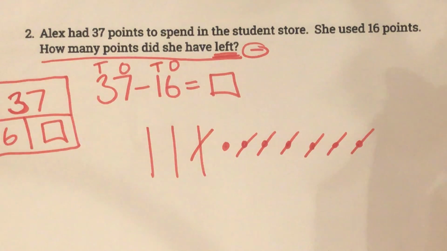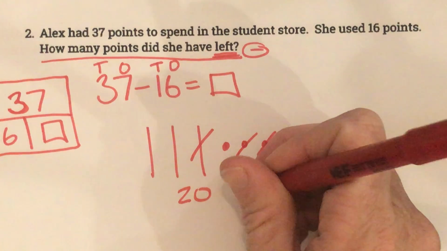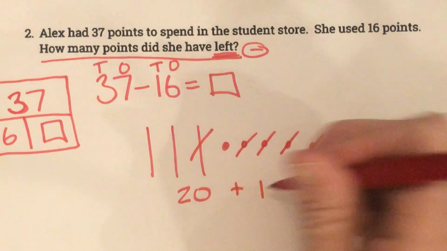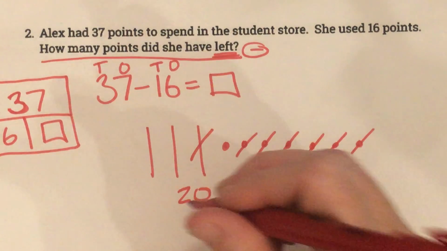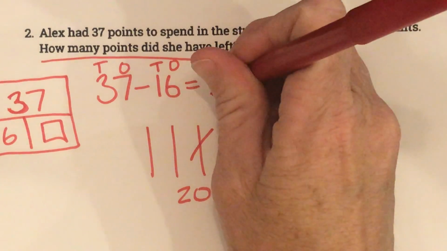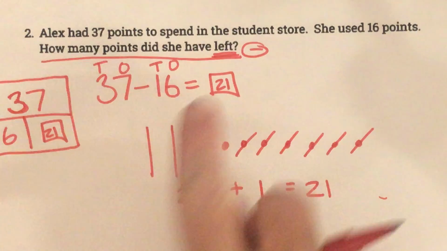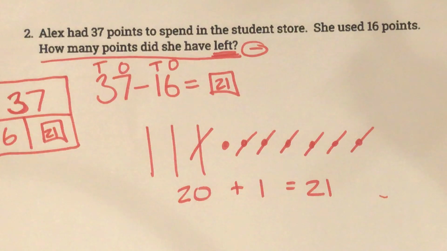So what am I left with? I'm left with 2 tens, so 2 tens is 20, and 1 one, which is 1. So 20 plus 1 equals 21. So my missing part here is 21, or my difference is 21.